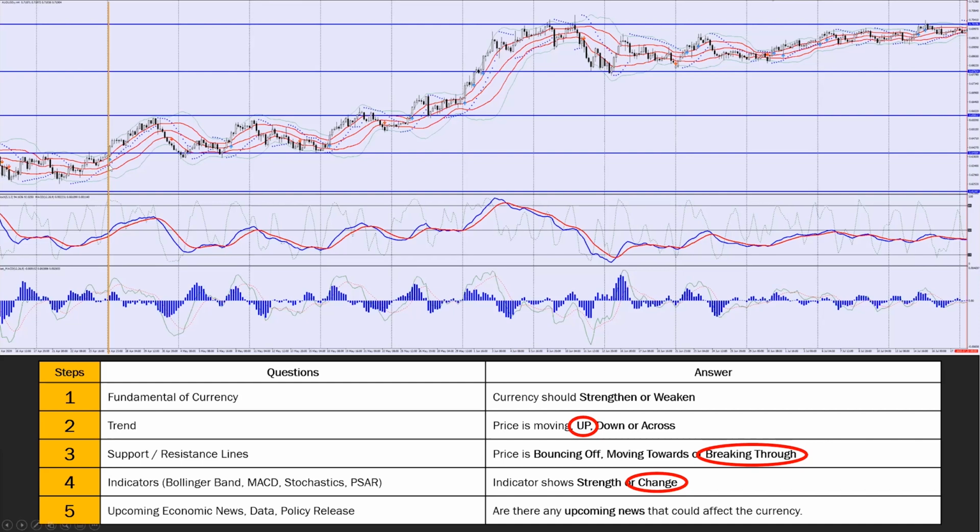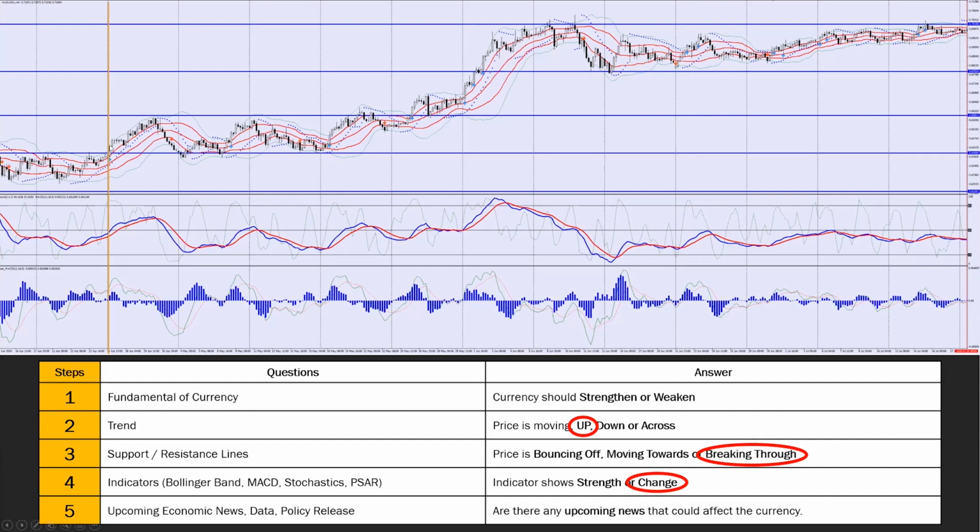Then you look at the PSAR, the dot is below the candle. So you can see that the currency should strengthen, it's pointing up. Trend, price is moving up. It's breaking through the resistance. Bollinger Band is slightly outside, we expect it to hold there. The fast MACD shows a change. The stochastic shows that it's okay. PSAR is okay. Everything is aligned to tell me that it should go higher.